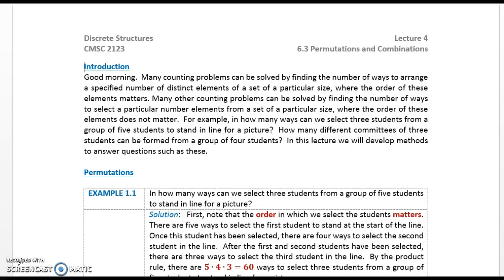For example, how many ways can we select 3 students from a group of 5 students to stand in line for a picture? How many different committees of 3 students can be formed from a group of 4 students? In this lecture, we will develop methods to answer questions such as these.